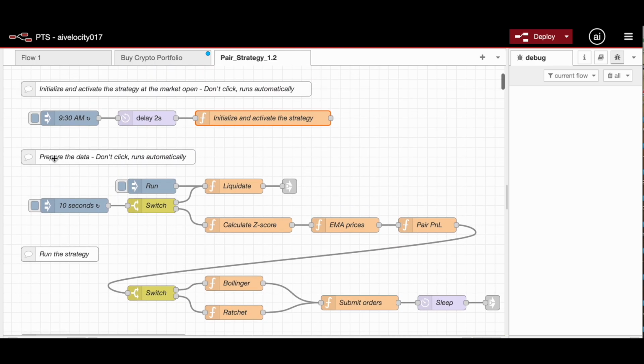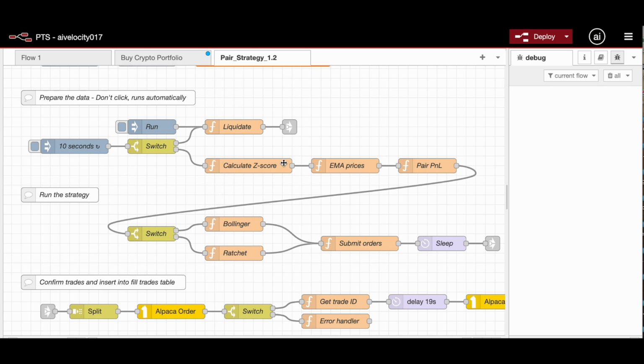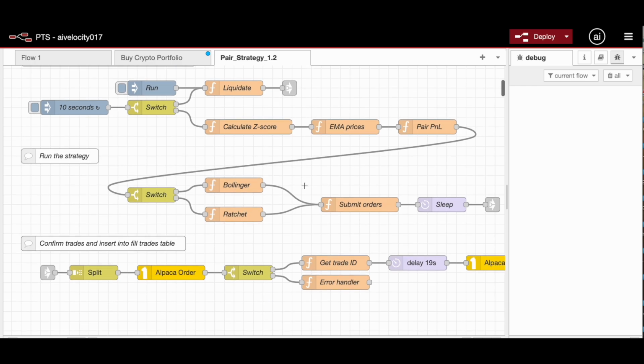But then this flow here is designed so that every 10 seconds during the trading day, it will execute. It calculates various things like a z-score, so it knows when to buy, when to sell. All these calculations are being done in here. There's two major styles of this, Bollinger and Ratchet. Ratchet limits the size of the positions that are accumulating. Bollinger allows the positions to accumulate a little larger. So you can test these out and see which ones work better.